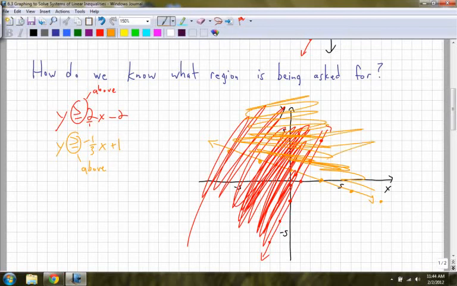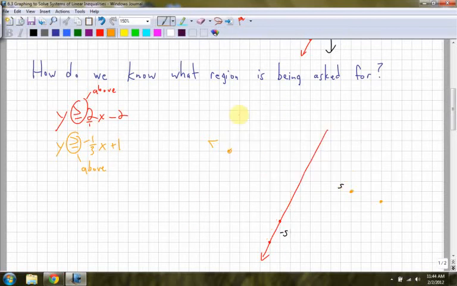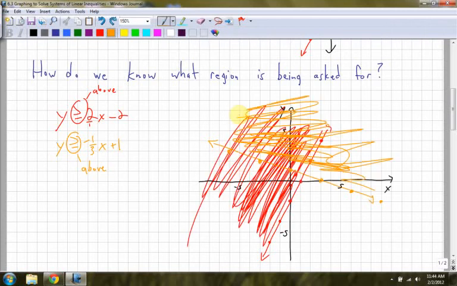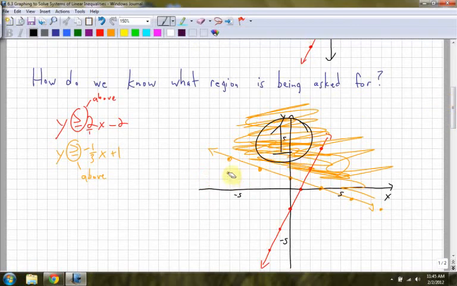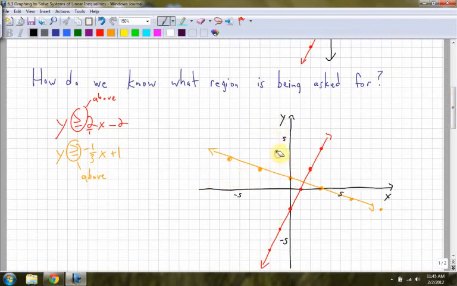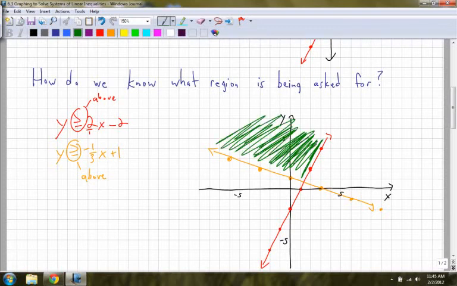Where the two colors intersect is basically where my region is. So I'm looking at this region right here. Okay, so that's the region that's being asked for. And what you would probably do is not shade everywhere. You'd probably only want to shade where you're supposed to shade. So I'll use green to shade, and above on both lines is actually this region right in here. That's the region above both lines.